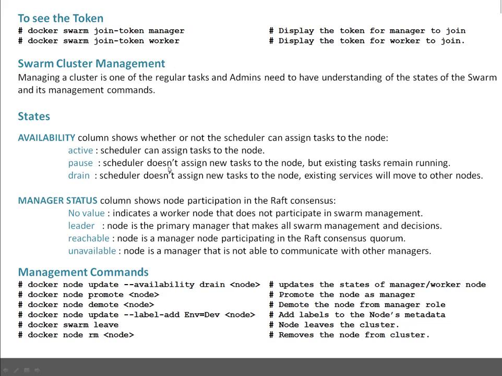So the possible states are active. Active means the scheduler can assign tasks to the node. The other state is pause. Pause means the scheduler doesn't assign any new tasks to the node, but whatever existing tasks are running on that particular node, they will stay running.